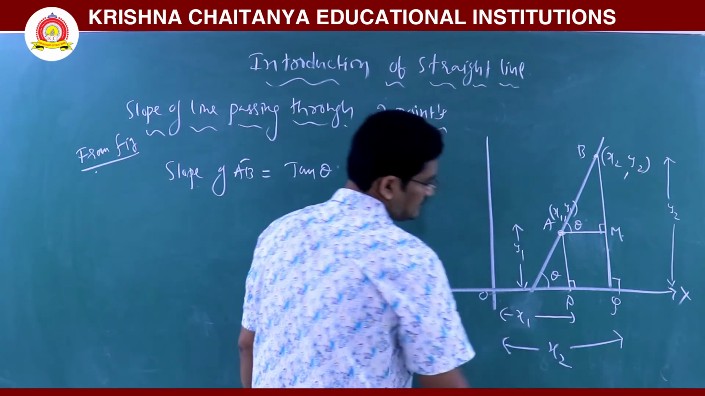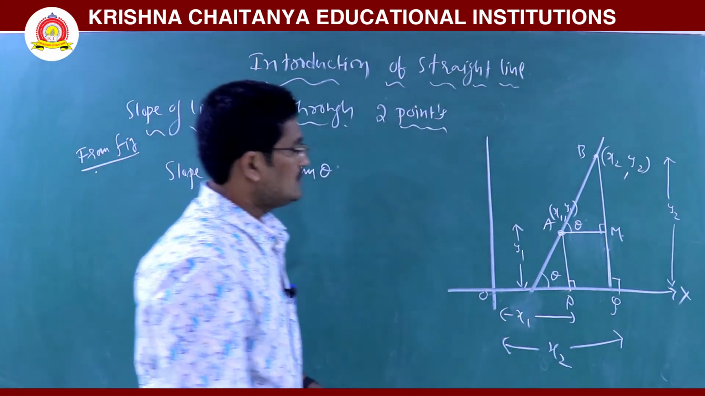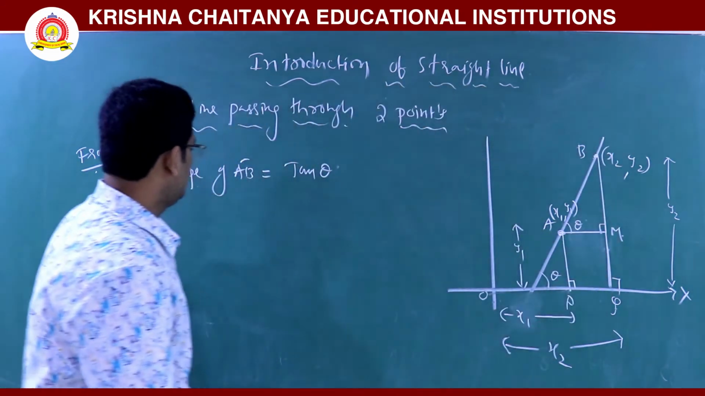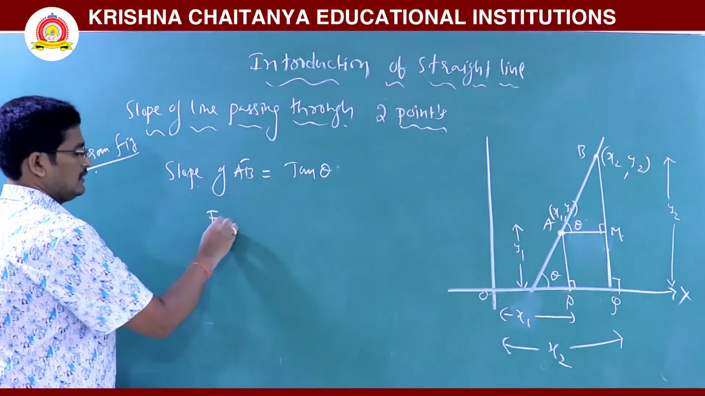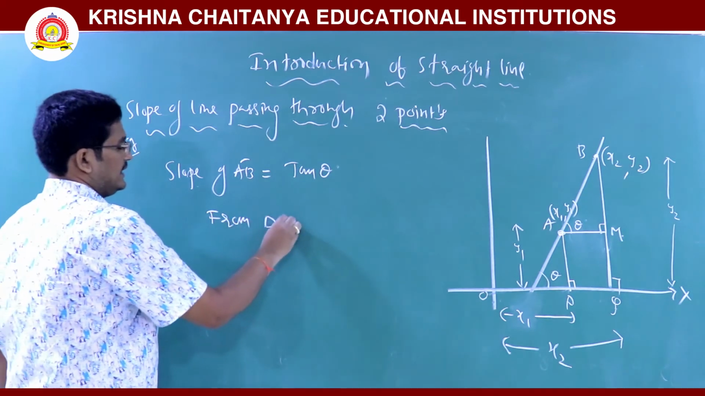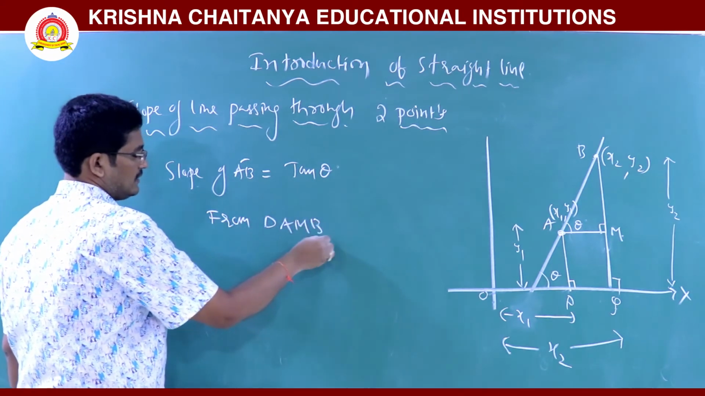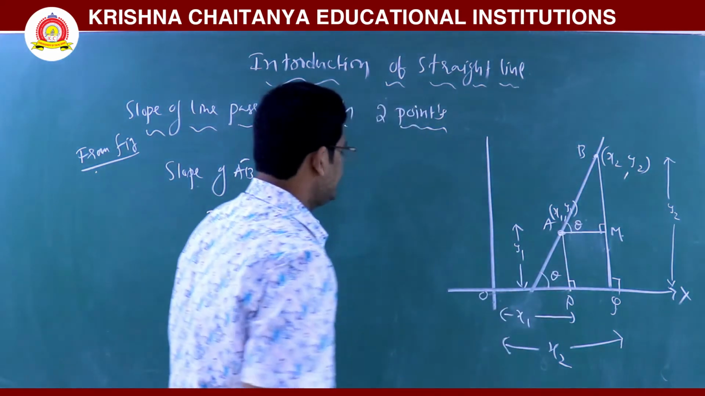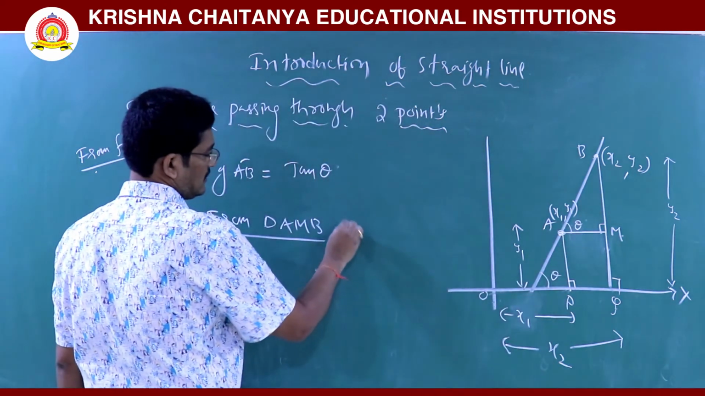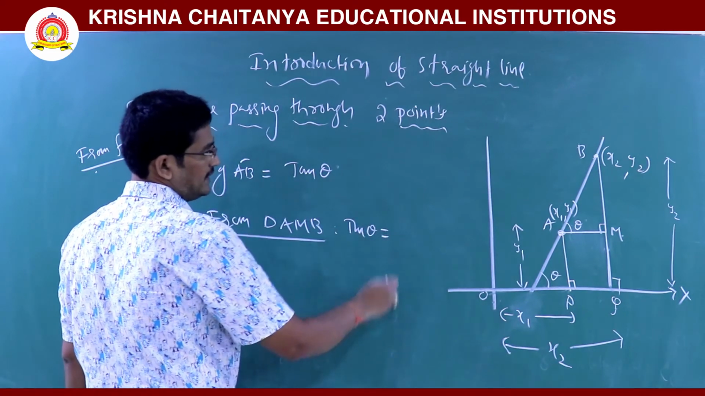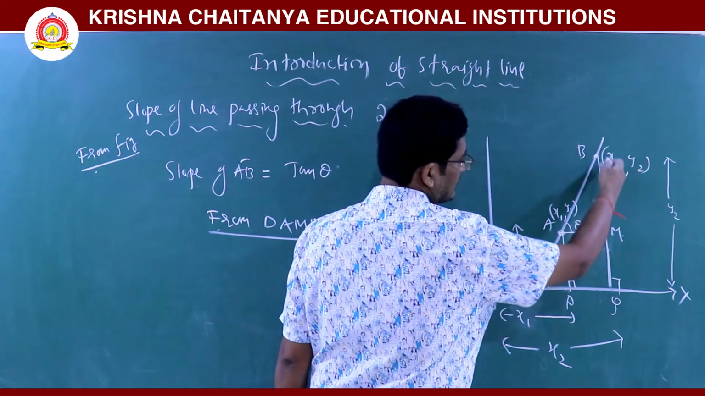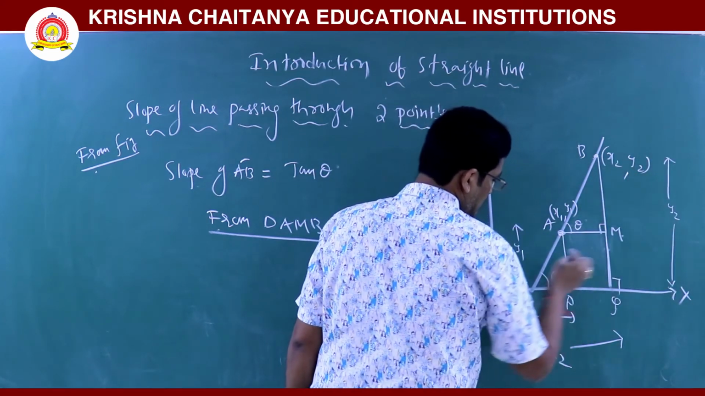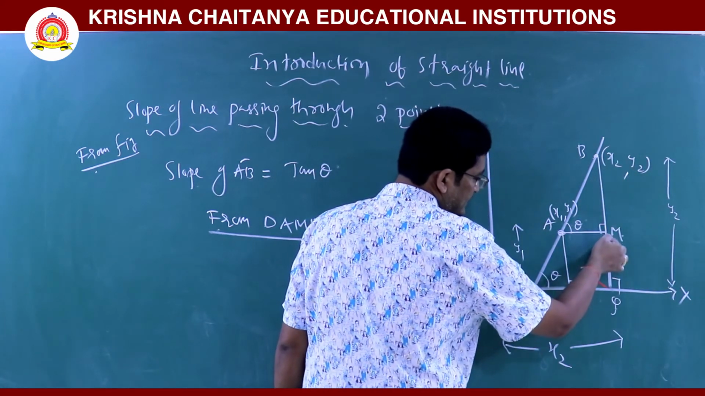This is x2. So look carefully at triangle AMB. From triangle AMB, what is tan theta? Tan theta is equal to opposite side by adjacent side. The opposite side is this one. What is the length of this one? This complete length is y2, up to here is y1. That means this is also y1.